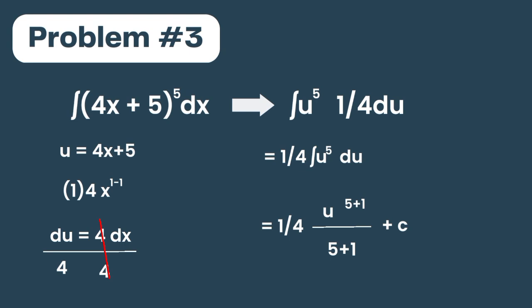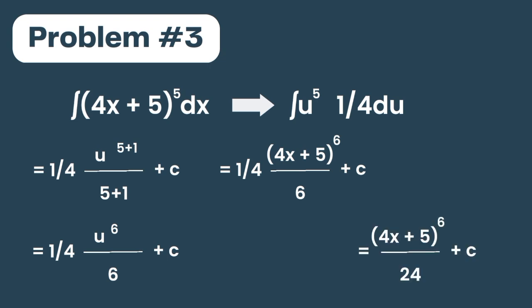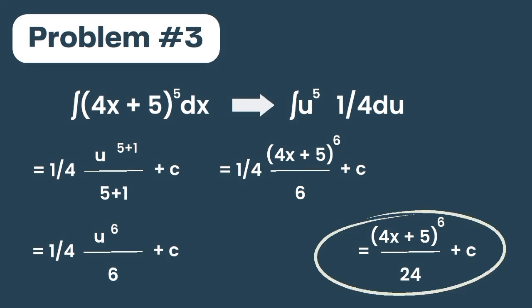Again, applying the power rule, we'll have 1/4 times u raised to 5 plus 1 over 5 plus 1 plus c. 5 plus 1 is equal to 6, so now we have 1/4 times u raised to 6 over 6 plus c. Then substituting the u, we'll now have 1/4 times 4x plus 5 raised to 6 over 6 plus c. But this is not the final answer. Now we need to multiply the constants, which leads us to the answer 4x plus 5 raised to 6 over 24 plus c, since 4 times 6 is equal to 24 and 1 times 1 is equal to 1. We're getting there.